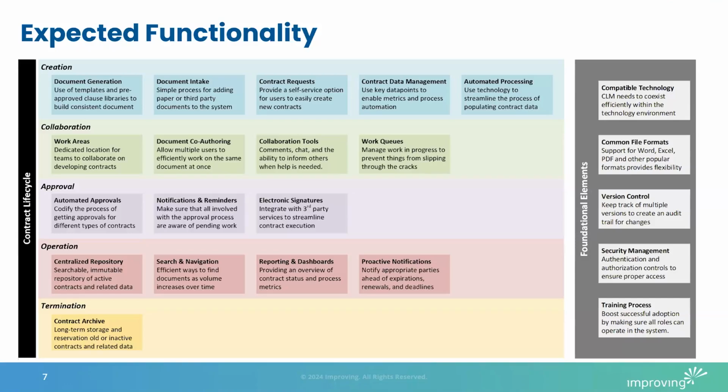Finally, they needed a central repository for their active and archived contracts that also notifies users of important dates like the activation date, the expiration date, or when a price changes. Previously, they had no visibility into any of this.